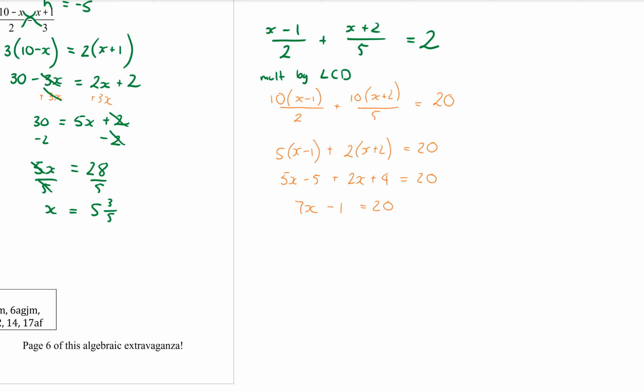Two more steps, so I've got two more numbers there to move, plus the 1, 7x equals 21, and finally divide by 7. All right, so there are a couple of those harder types towards the end of your exercise. I think they might have been the ones in question 17.